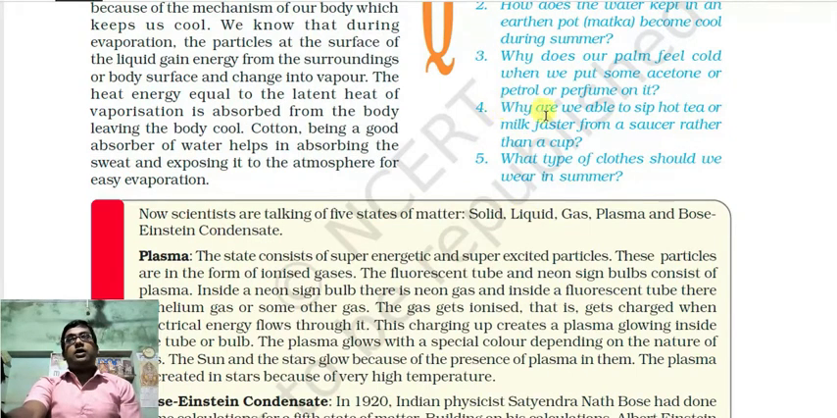The next question: why are we able to sip hot tea or milk faster from a saucer rather than a cup? If we transfer the tea or the milk from the cup to the saucer, its surface area increases, and if the surface area increases, then the process of evaporation also increases, which causes cooling. Therefore, the cooling takes place faster. Clear? This is the main reason.